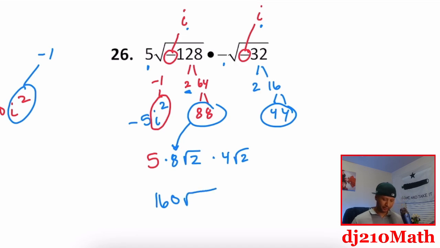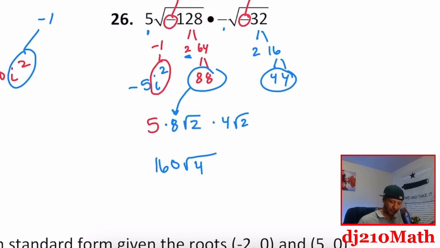Inside times inside. 2 times 2 is 4. Okay. Square root of 4 can be simplified into 2. So this is going to be 160 times 2, which is 340. Is that right? 0, 6 times 2 is 12. Carry the 1, 320. Wow. 320.